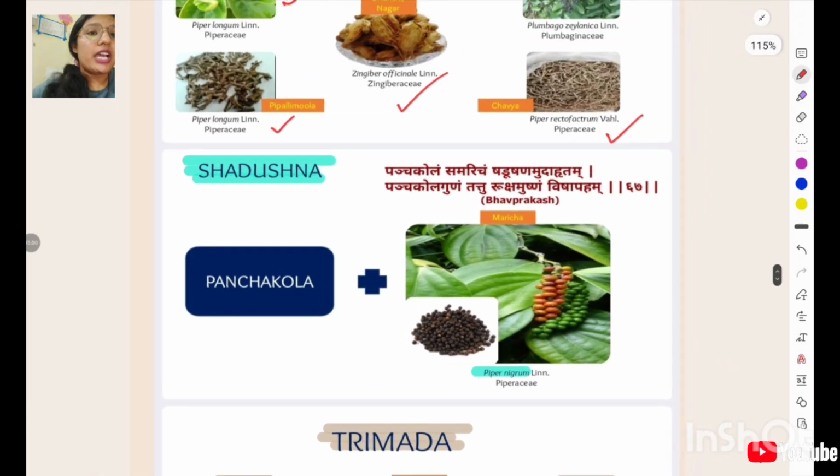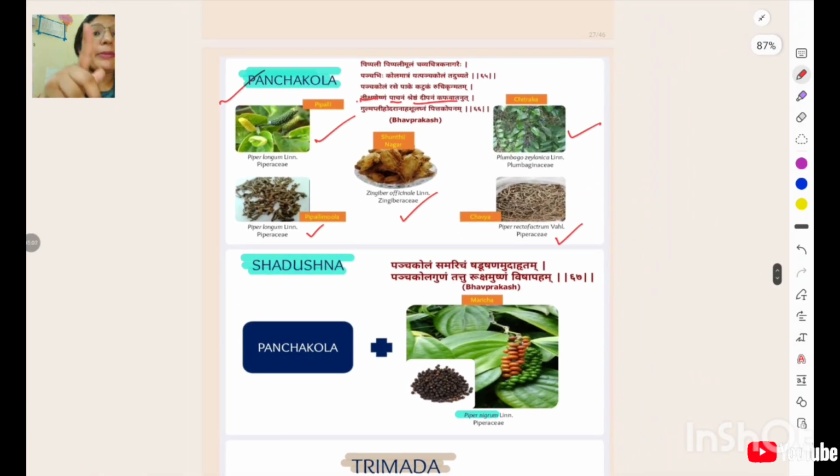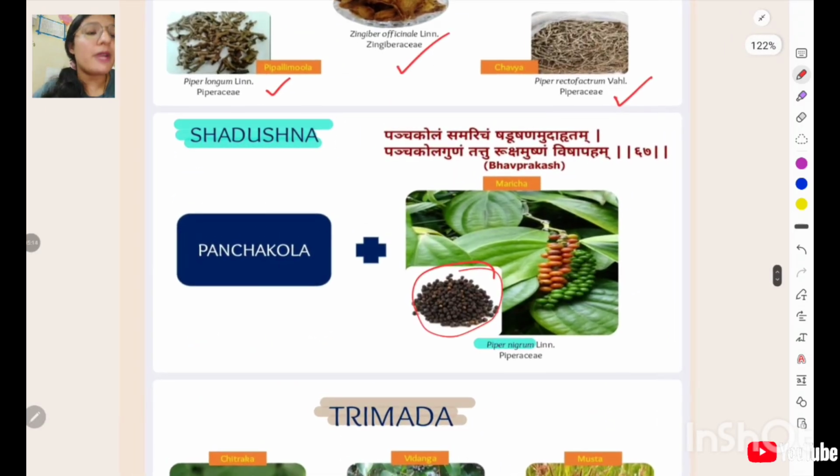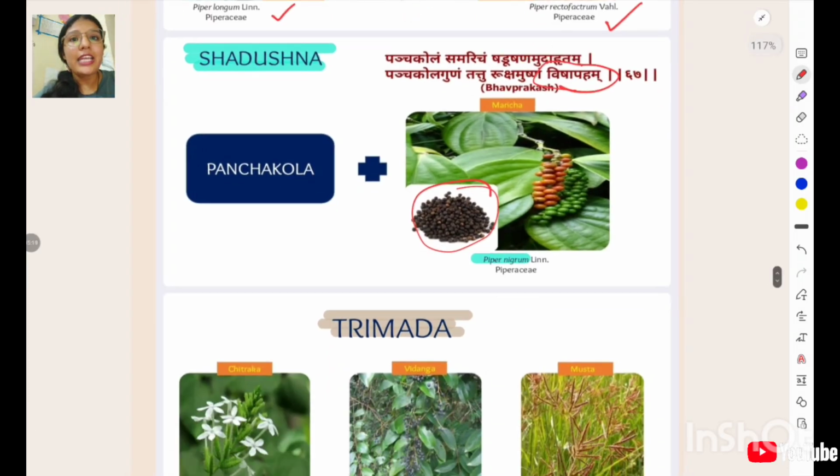Next is Shadushna. If you add Maricha to this, it will become Shadushna. For example, in Trushna, when you add Pippali Mula, it will become Chaturushna. Similarly, in Panchakola, when you add Maricha, it will become Shadushna. And it has the property of Vishapaha, antitoxic.